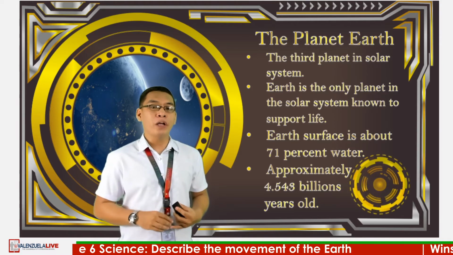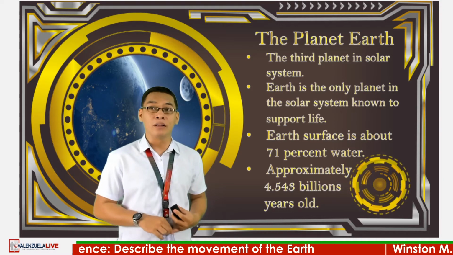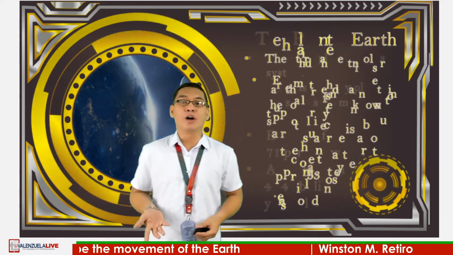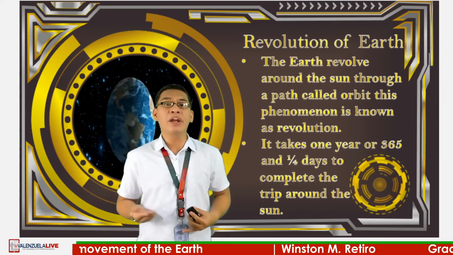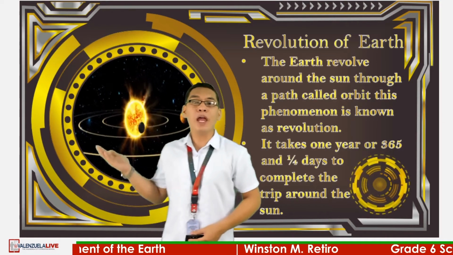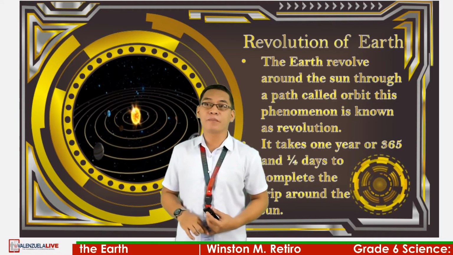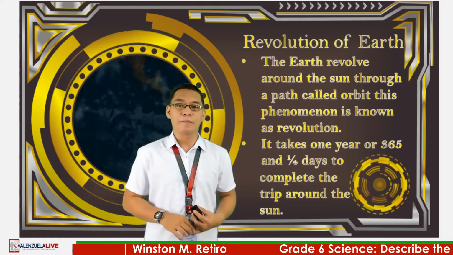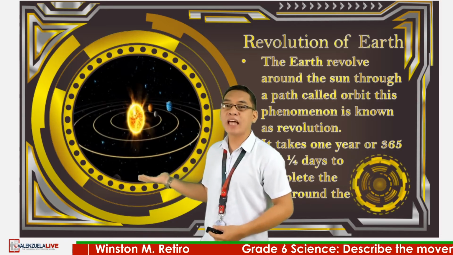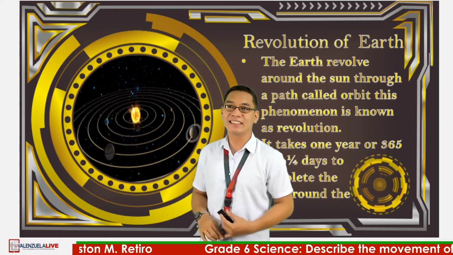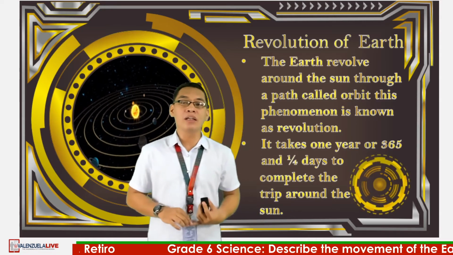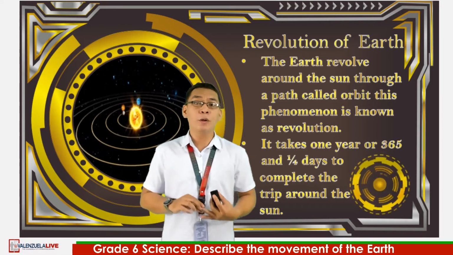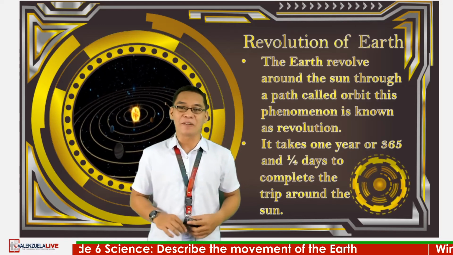Earth is approximately 4.543 billion years old. Earth's revolution is when the Earth revolves around the Sun through a path called an orbit. This phenomenon is known as revolution. It moves about the Sun in an elliptical way. It takes 1 year or 365 and 1/4 days to complete the trip around the Sun.